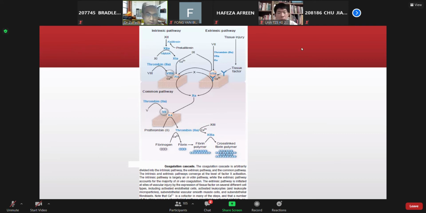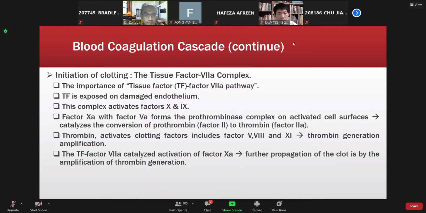So this diagram again shows you the coagulation cascade. You can read it by yourself. Initiation of clotting: the tissue factor 7A complex. The importance of the tissue factor 7A pathway: tissue factor is exposed on damaged endothelium. So this complex will activate factor 10 and factor 9.